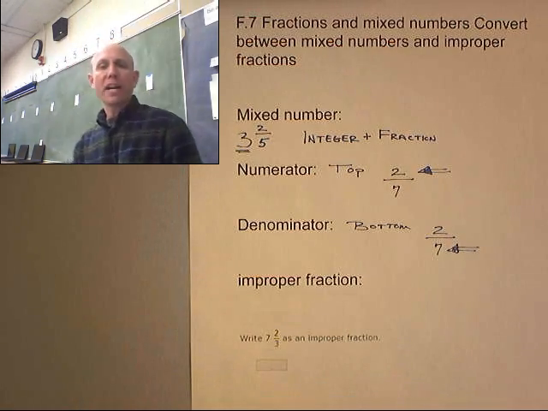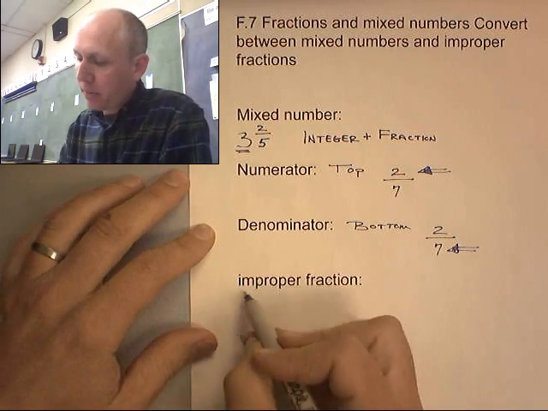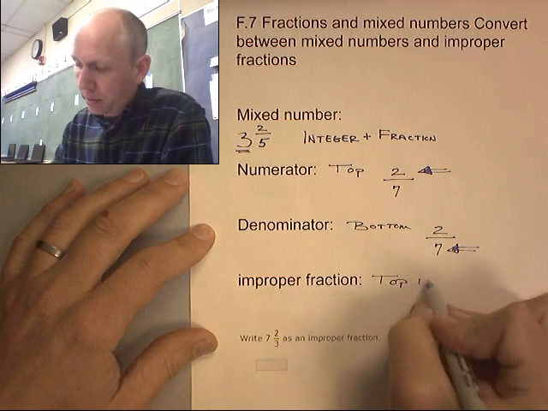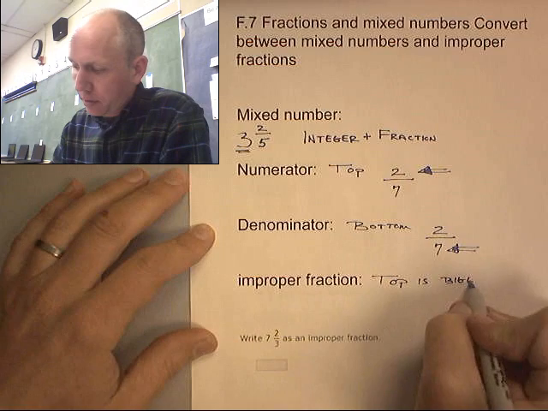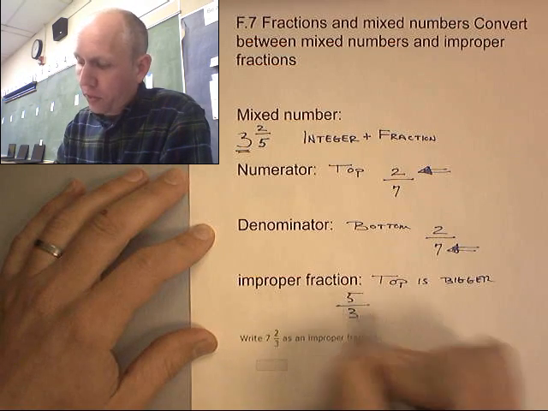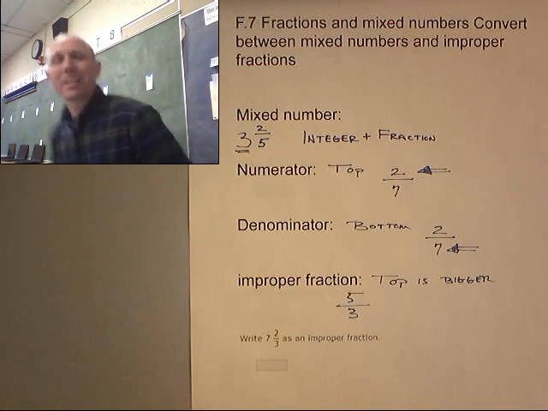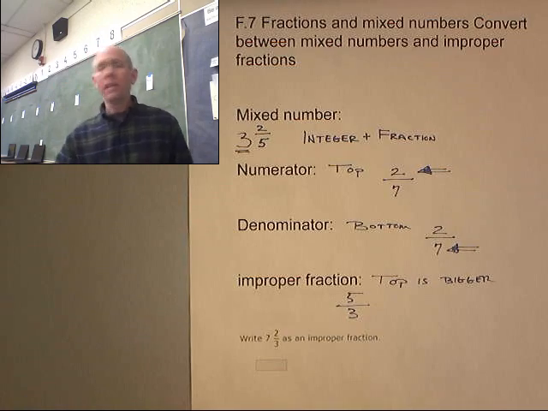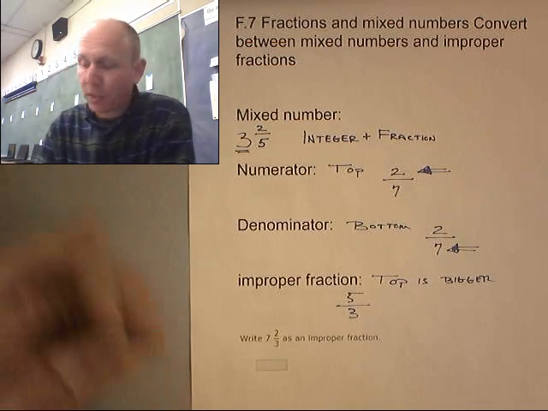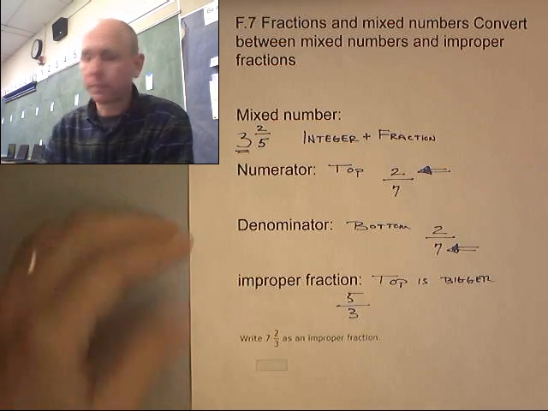And an improper fraction is when the numerator is greater than the denominator. Improper fraction, top is bigger. So if I have 5/3, that's an improper fraction. The numerator is larger than the denominator. And improper fractions aren't necessarily a bad thing. It just depends on what we're doing. Usually you don't leave your answer as an improper fraction, but you'd write it as a mixed number.